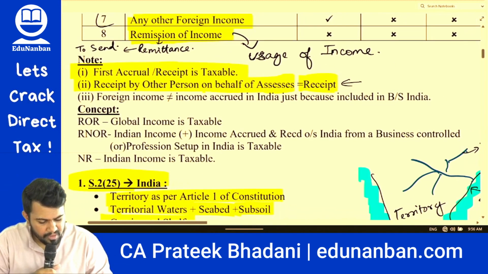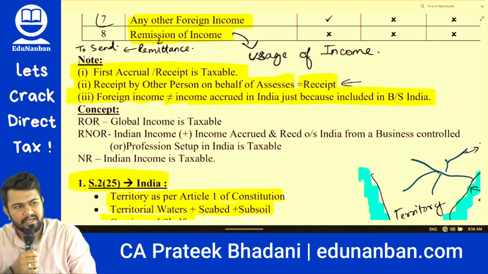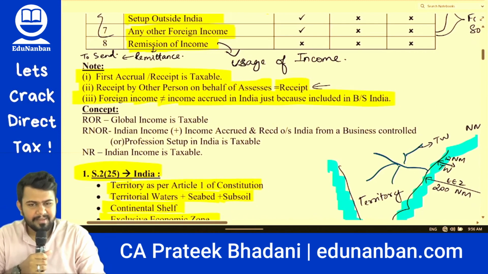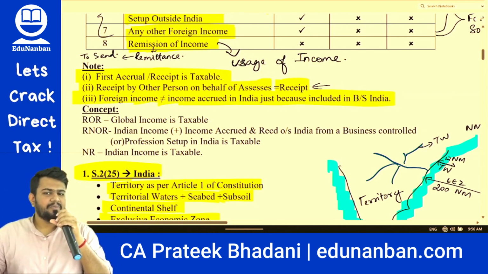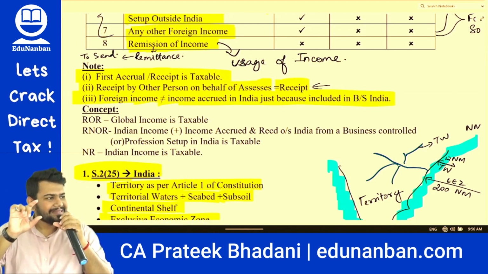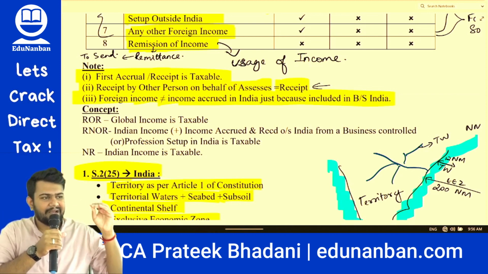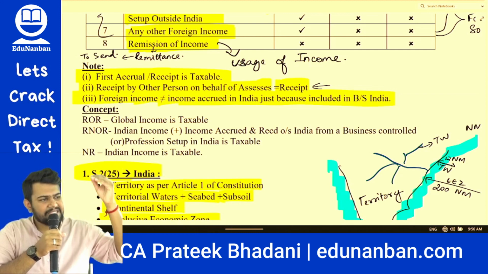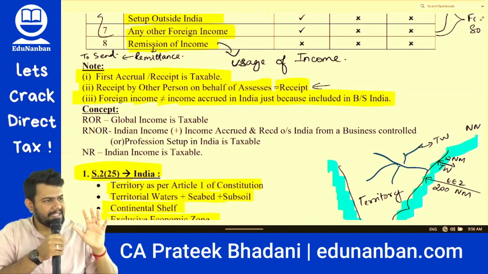Next, foreign income is not income accrued in India just because it is included in the balance sheet in India. Listen very carefully. Sometimes what happens is foreign companies are required to make a balance sheet in India. In that balance sheet, they should also include whatever foreign countries' balances are there. For example, if a company is there in China as well as India, then in India they will have to submit their Indian balance sheet.